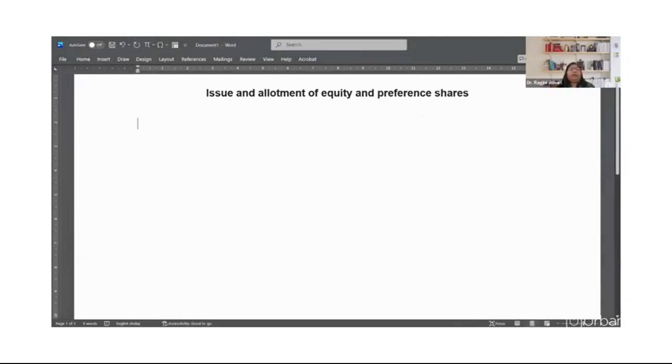In my earlier video, I gave you a detailed difference between equity and preference shares. Now in this video, we will be seeing how the issue of such shares takes place. The process of issuing such shares is a threefold, three-stage process.